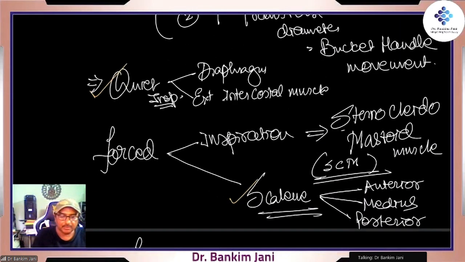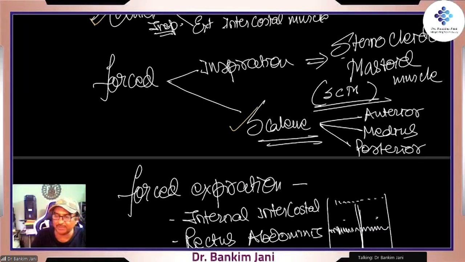Quiet inspiration is using the energy, using the muscles. So muscle contraction of the diaphragm and the external intercostal muscle, that is where the energy is used. Quiet expiration, nothing is used. These muscles relax, and as the tendency of the lung is to collapse, air automatically goes out, no energy used. In case of forced inspiration, we have the sternocleidomastoid muscle.